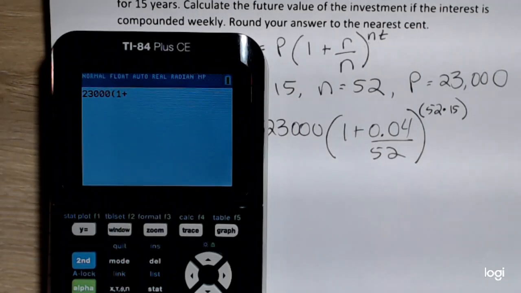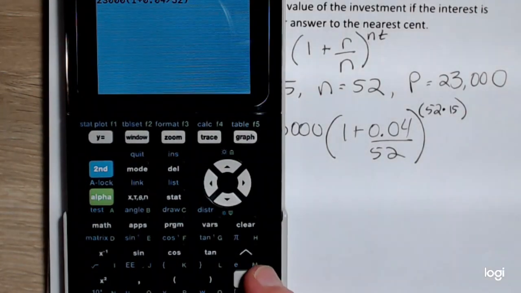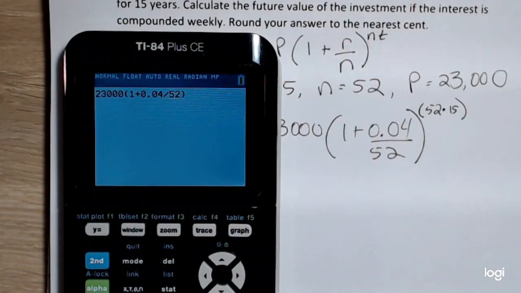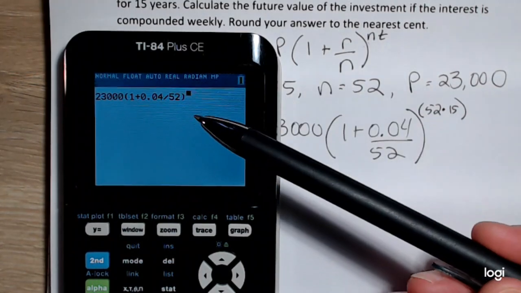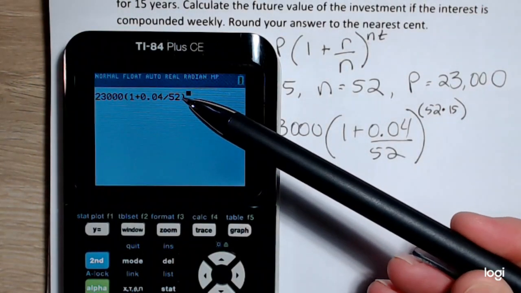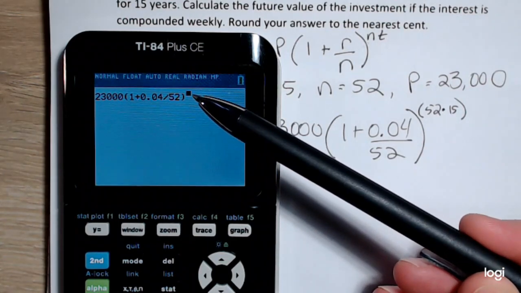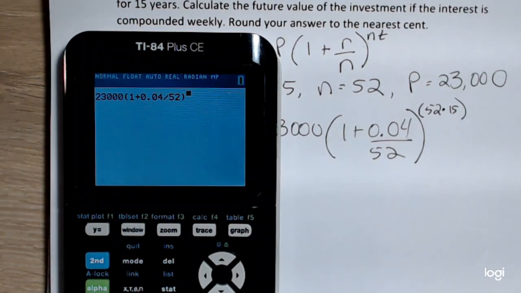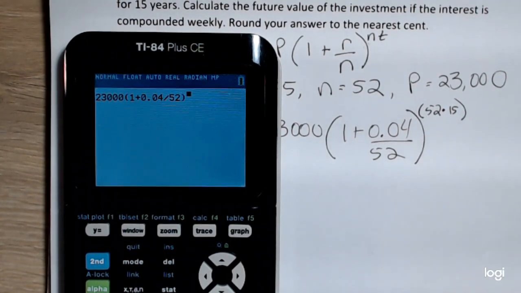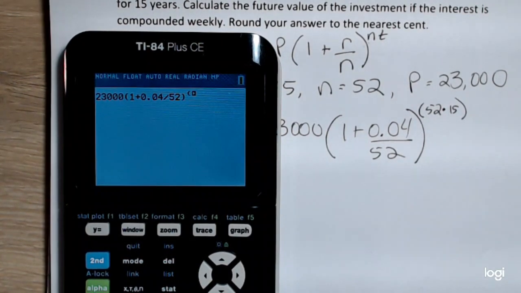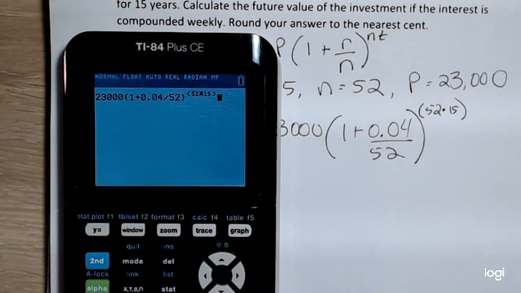It's going to be 1 plus 0.04 divided by 52. I'm going to close the parentheses, and then I want to use my caret key, which is right above the division key. And the newer calculator will open up a little cursor in the exponent. So in this situation, you would not need to put parentheses around that. If you're using an older TI-84, then you will want to put parentheses in like so. And then I can right arrow out of that exponent.